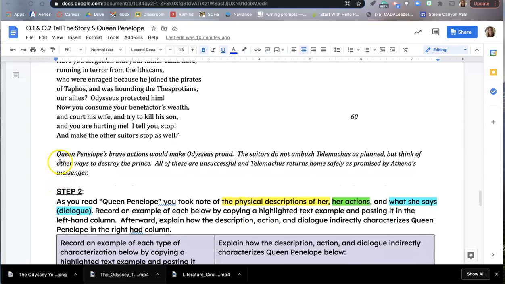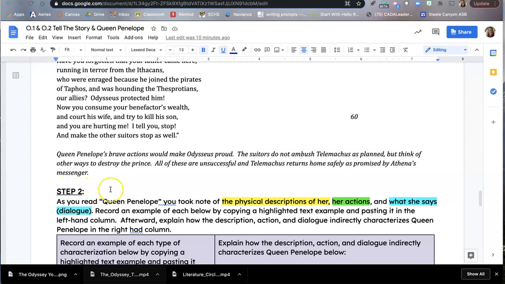Queen Penelope's brave actions would make Odysseus proud. The suitors did not ambush Telemachus as planned, but think of other ways to destroy the prince. All of these are unsuccessful, and Telemachus returns home safely as promised by Athena's messenger.